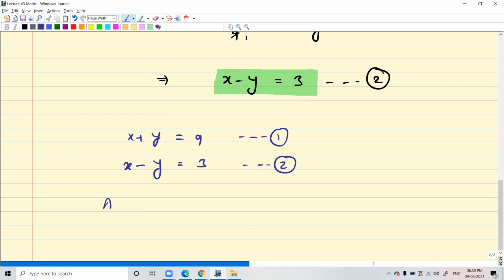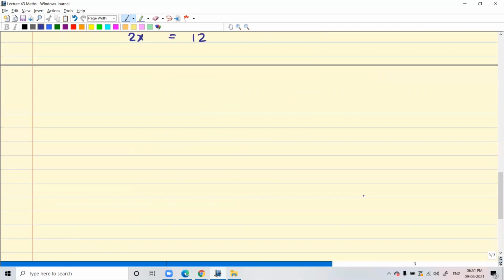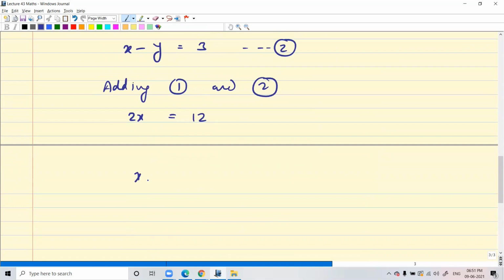Okay. So we'll use the elimination method because we don't even need to multiply anything. We just need to add these two equations, adding 1 and 2, and y gets eliminated. x plus x will become 2x, y plus y and minus y will become 0. So I'm not going to write it. And then 9 plus 3 will become 12. So 2x is equal to 12, so x is equal to what? 6. Yes.